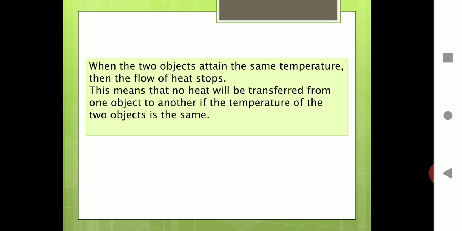When the two objects attain the same temperature, then the flow of heat will stop. That is, initially the heat was being transferred from the warmer to the cooler object, but as soon as the cooler object also acquires the same temperature as the warmer object, then the flow of heat will automatically stop. This means that no heat will be transferred from one object to another if the temperature of the two objects becomes the same.